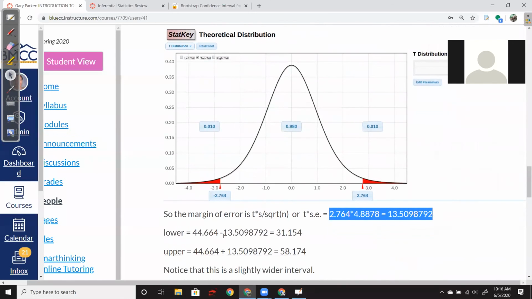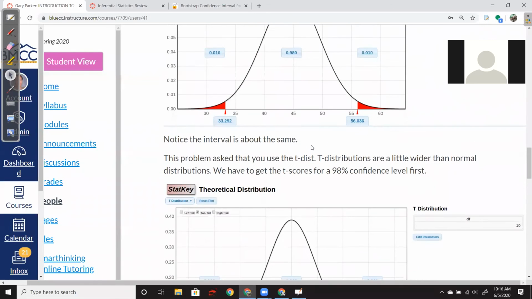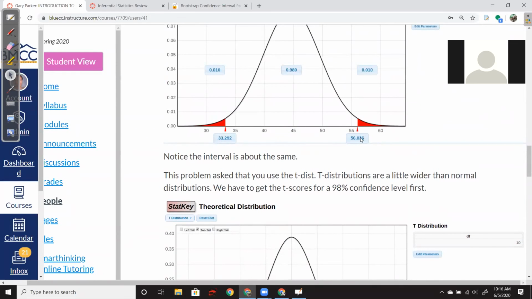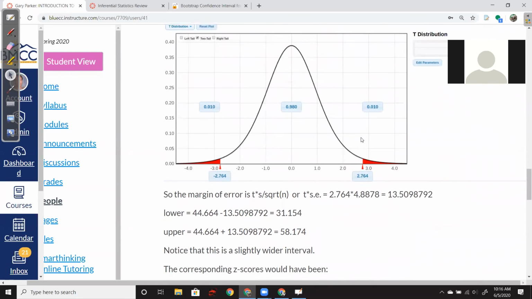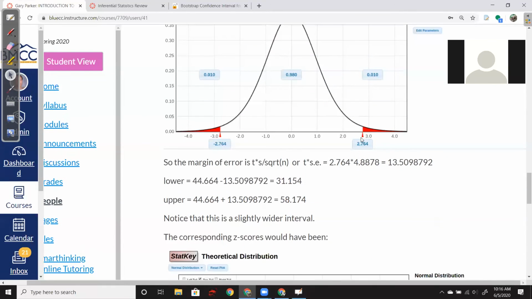So then we have to take that away from the mean, and then we have to add that to the mean. So notice now I get a much wider interval than before. So this one is 34 to 58 instead of the other intervals I was getting, which were like 33 to 55, 56. And a t-distribution is always going to be a little bit wider. Okay.